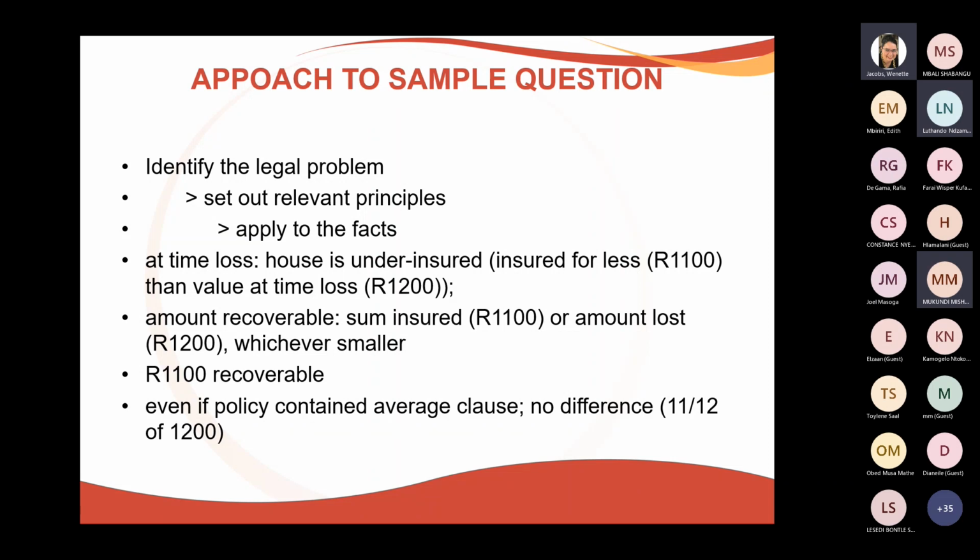So to summarize, again on problem type questions, that 3-step approach: identify the legal problem, set out the legal principles, which in this case was what happens in the instance of underinsurance, and then apply it to the facts to come to a conclusion. So in this instance, you would have concluded by saying that the insured would have been able to recover 1,100 Rand. So it's more than what the insurer would have wanted to pay, but also perhaps less than what the insured bargained on due to the fact that the insured was underinsured.